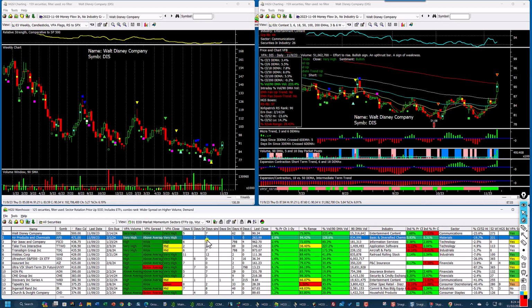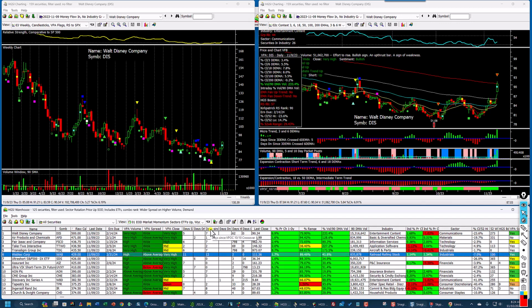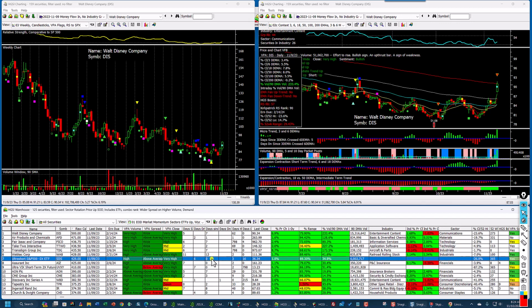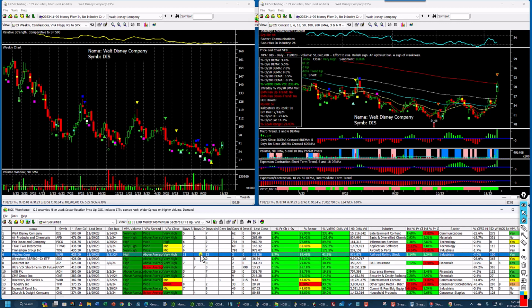But what I find useful is these columns. I look at these a lot because I can see how old the signals are or how new they are. Now here's one yesterday. That's the ultra short I just told you about, the ETF.